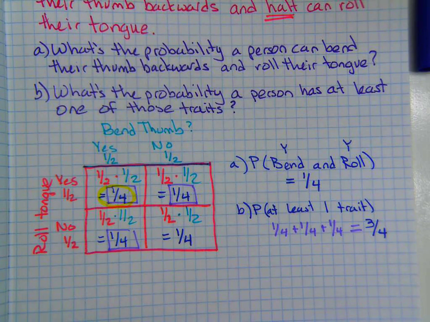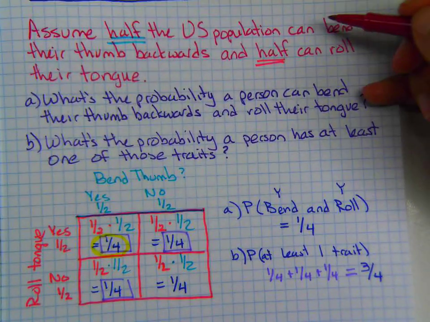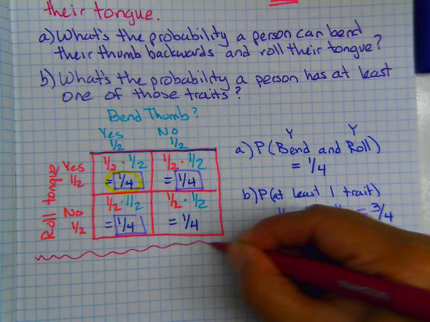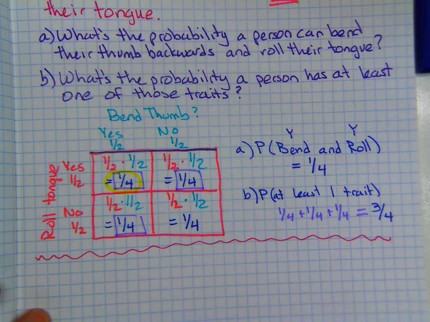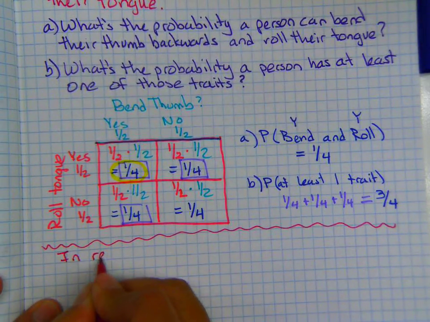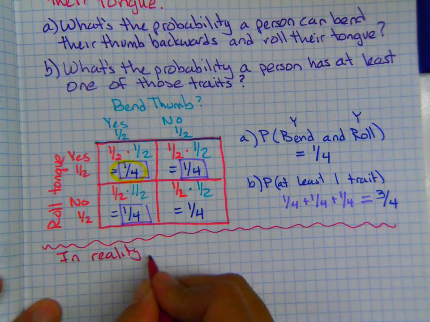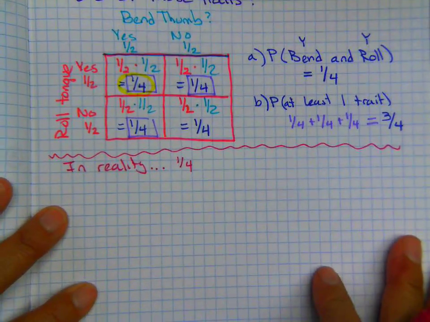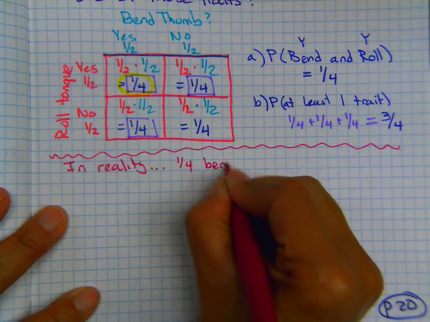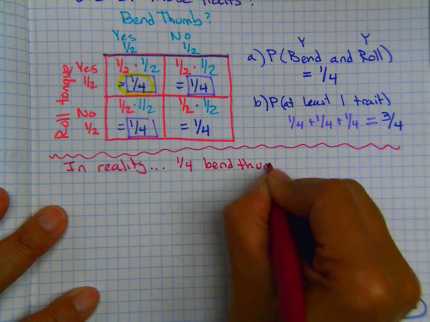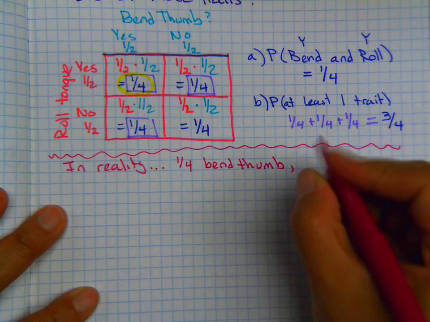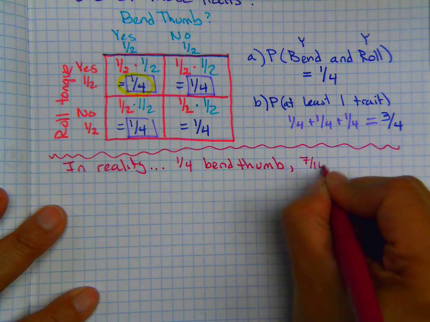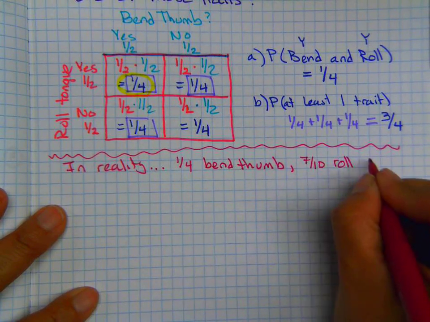Now, what I said up here is not actually the truth. It's not half and half. So those numbers are slightly different. In reality, only 1/4 of the population can bend their thumb backwards, and 7/10 of the population, so many people, can roll their tongue.